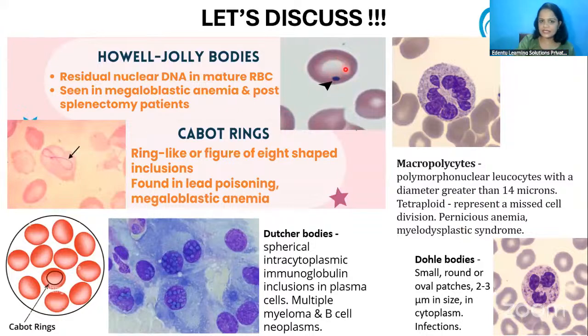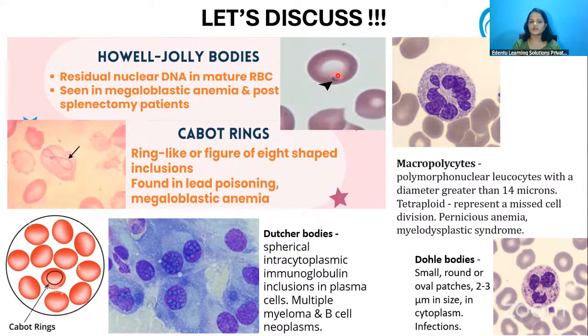So RBC is a cell without any DNA. RBC doesn't have DNA. If some residual DNA from the maturation persists, but if some nuclear DNA persists in the RBCs, then it will form blue color bodies like this in the RBCs. Such bodies are called Howell-Jolly bodies. You'll be seeing these Howell-Jolly bodies in megaloblastic anemia and in post-splenectomy patients also.